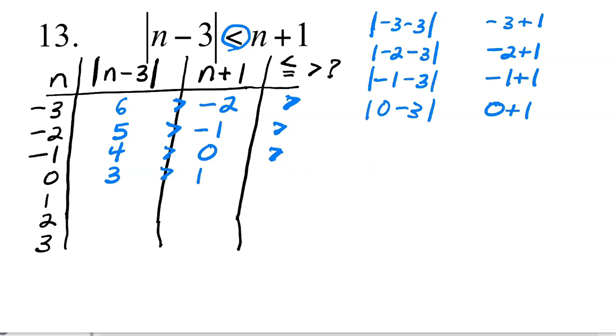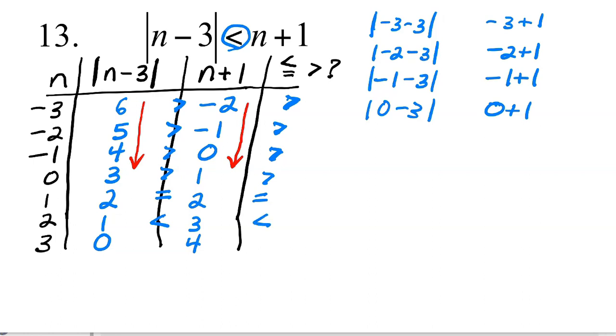So notice this pattern. 6, 5, 4, 3, and then -2, -1, 0, 1. I'm going to conjecture that this pattern continues. And then on the other side, 1 plus 1, 2, 3, 4. So 2 equals 2. 3 is greater than. 1 is less than 3. And 0 is less than 4.